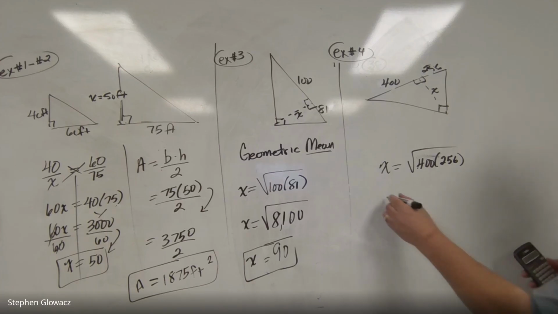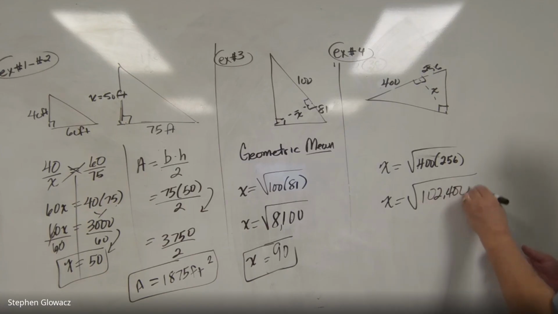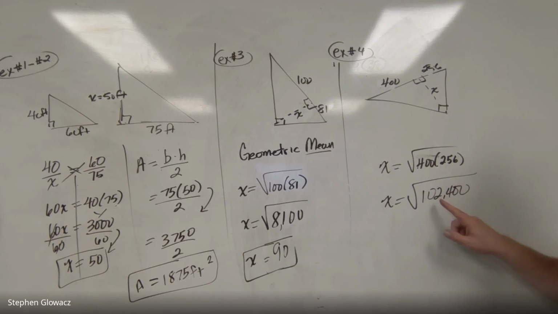All right, so let's go ahead and multiply that together. Thank God for calculators, right? Because these are some big numbers, although not too big of a deal. It takes a little time to do this by hand, but not really that hard. So 400 times 256 is 102,400.